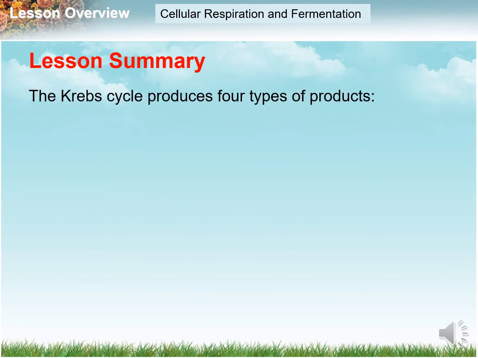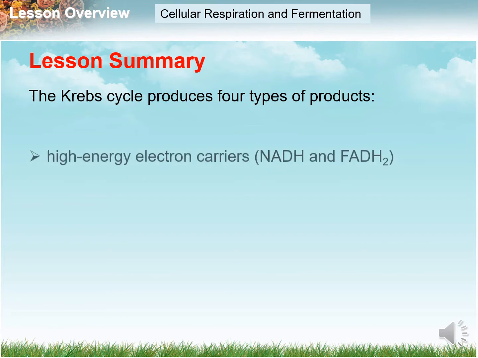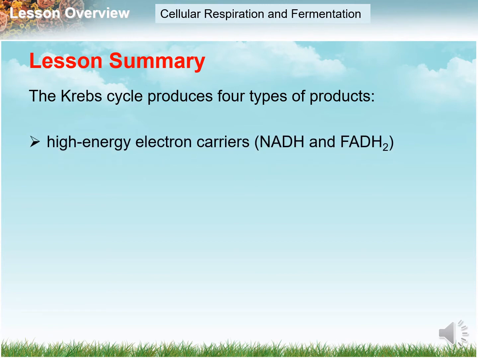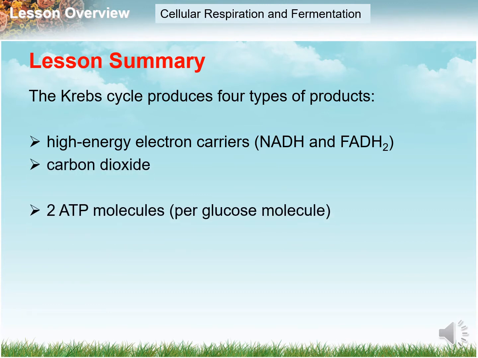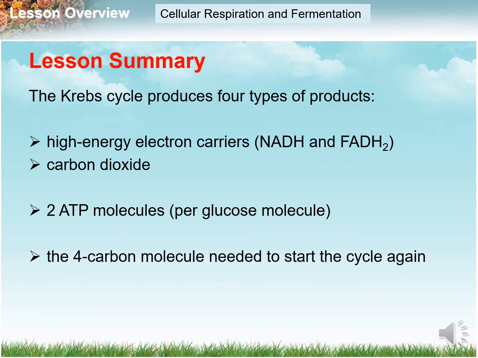The Krebs cycle produces 4 types of products: high-energy electron carriers, or the NADH and FADH2, carbon dioxide, 2 ATP molecules per glucose molecule, and the 4-carbon molecule needed to start the cycle again.